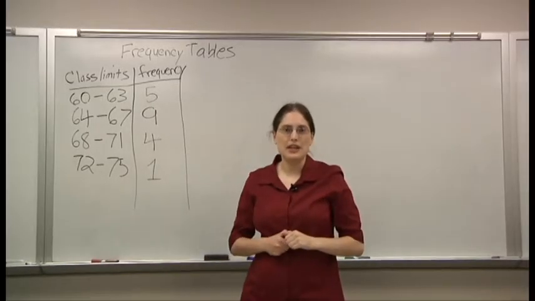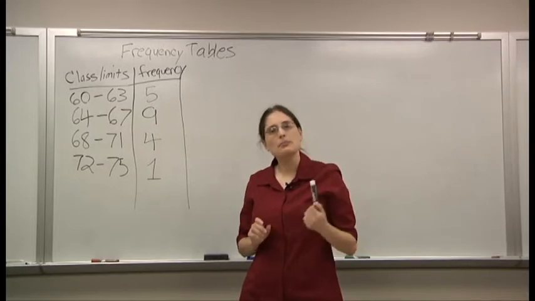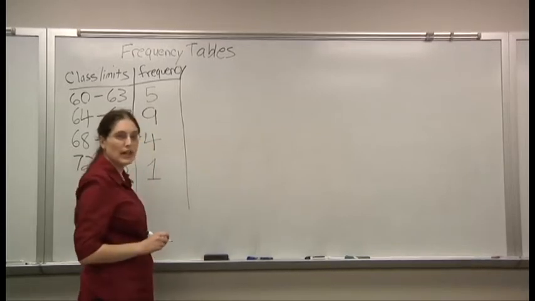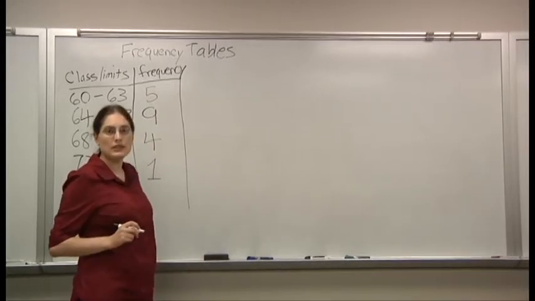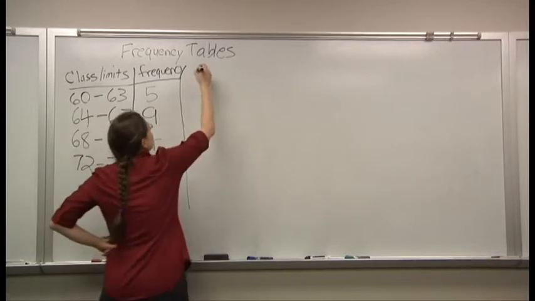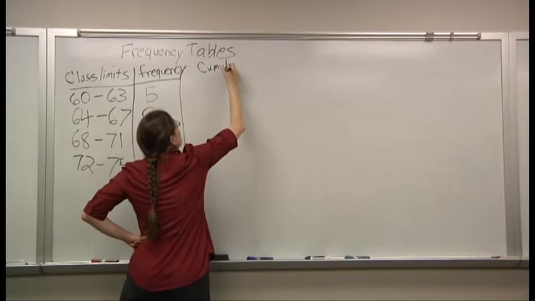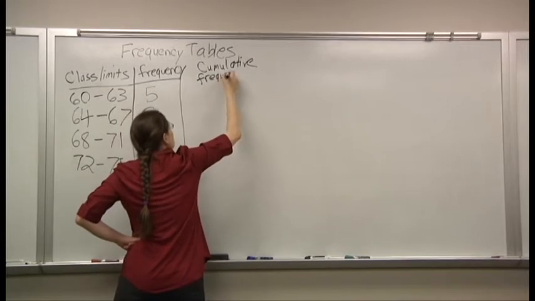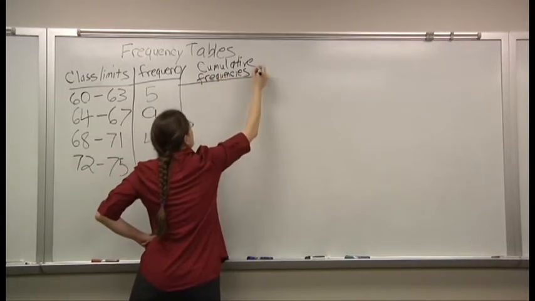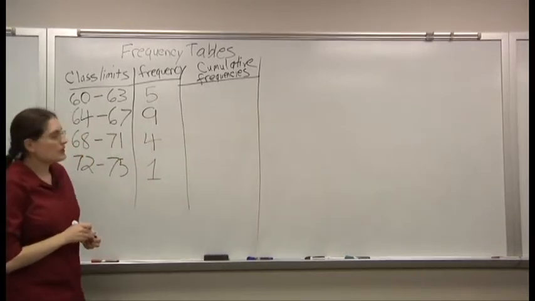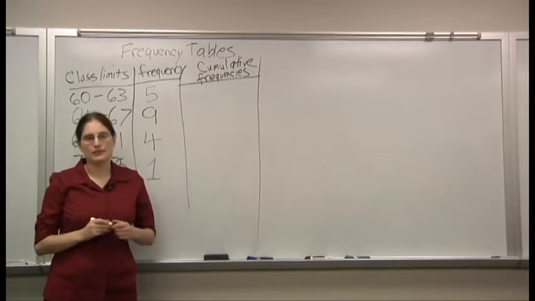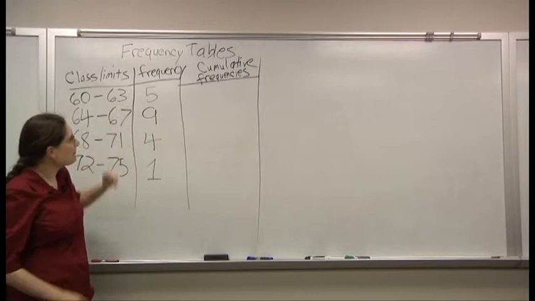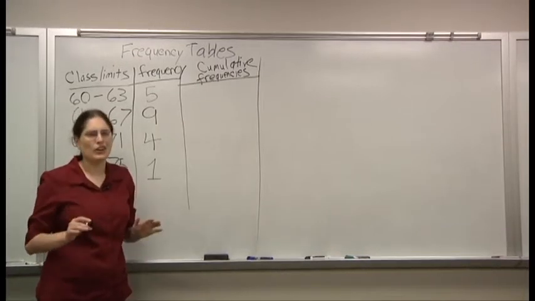When you have a frequency table, you can make it more interesting by adding a few more columns. You can look at something called cumulative frequencies. What's cumulative? Cumulative is when everything is counted. Basically, it's everything up to that point. It's not hard to do. Let me show you.